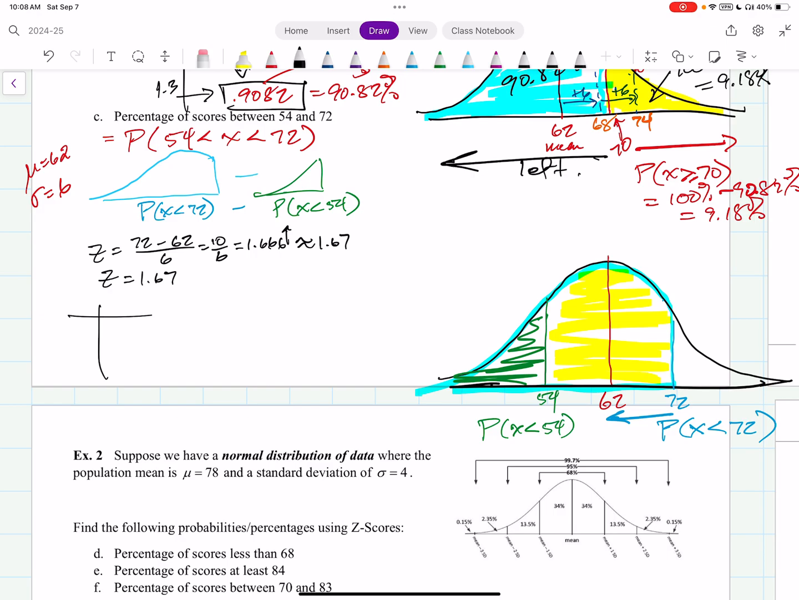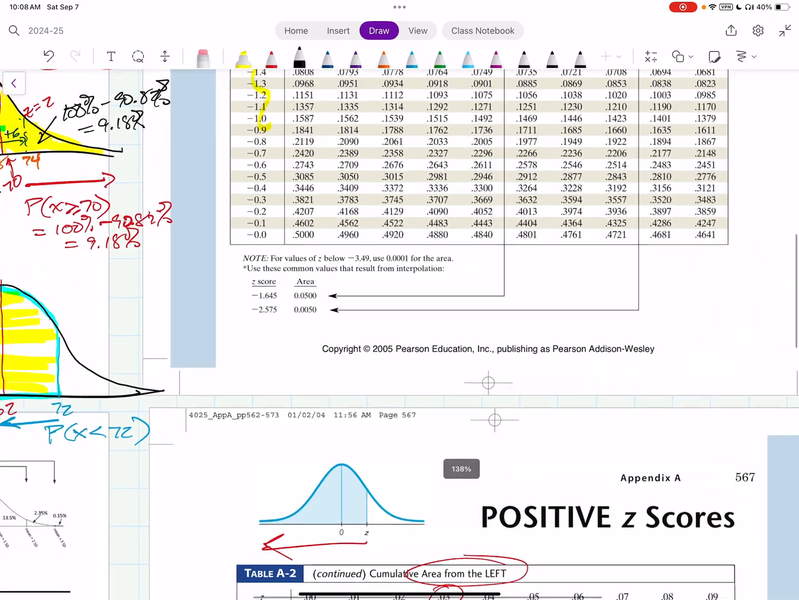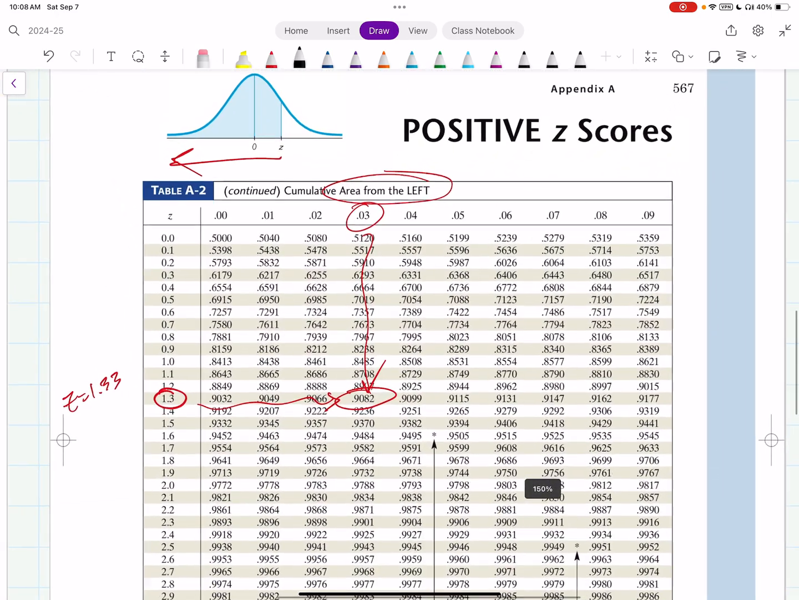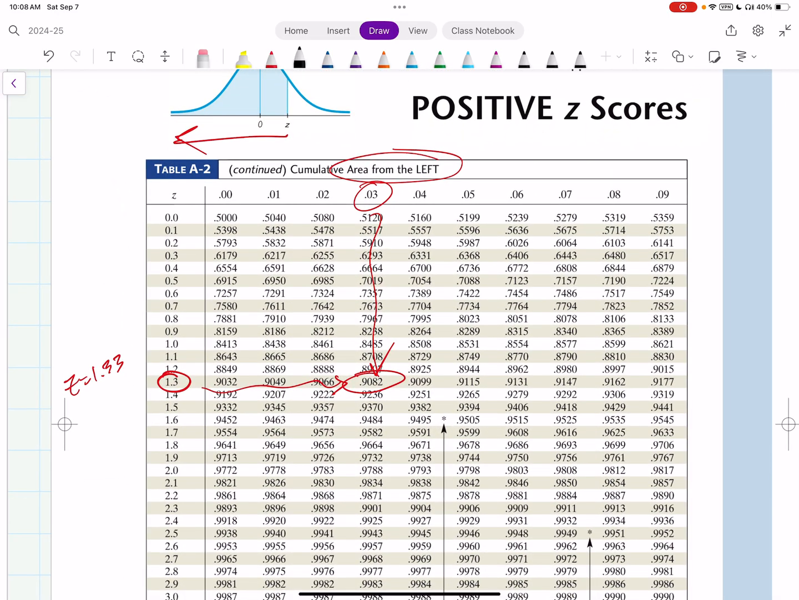So let's get a percentage for that. It's going to be big because the blue area here is very, very big. So let's find 1.67 on the positive side, obviously. So here we go. Here's 1.6. Here's 0.07. Go across, go down, and you read it. 0.9525.